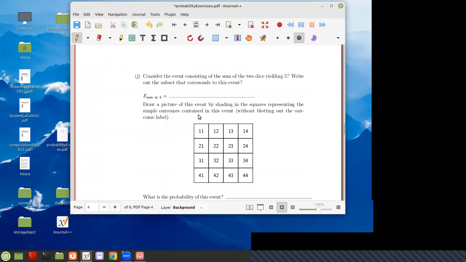Now here is the next one, which I hopefully will not have that ambiguity involved. It says, consider the event consisting of the sum of the two dice yielding a 5. So write out the event here. It might help to, here's the picture of all the outcomes in the sample space. I'm not sure if I can actually shade in the colors here, but maybe I can circle the ones.